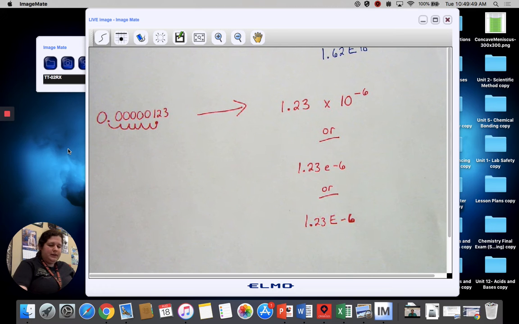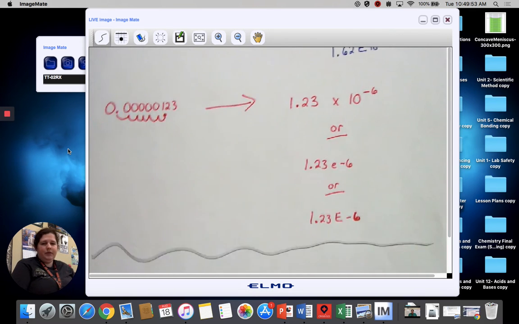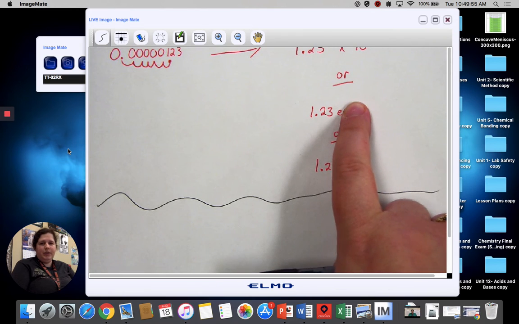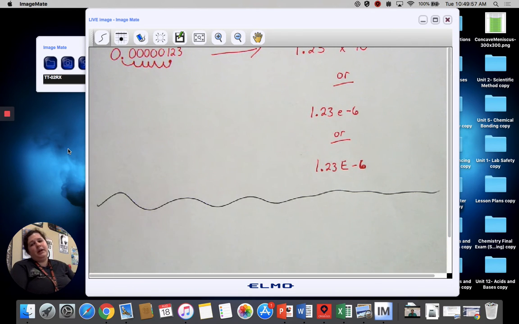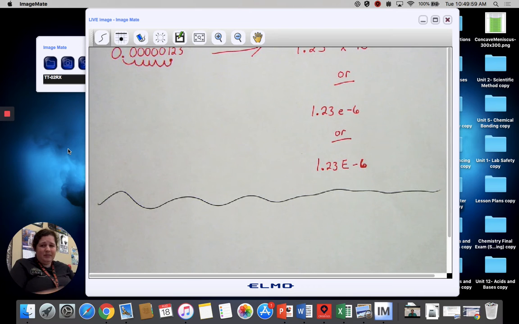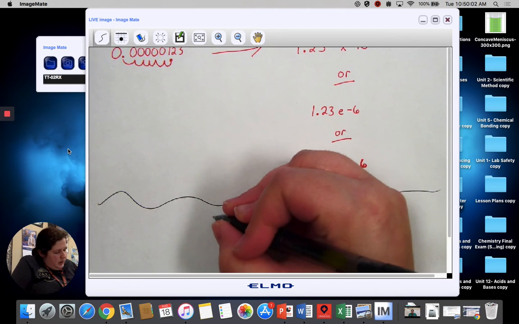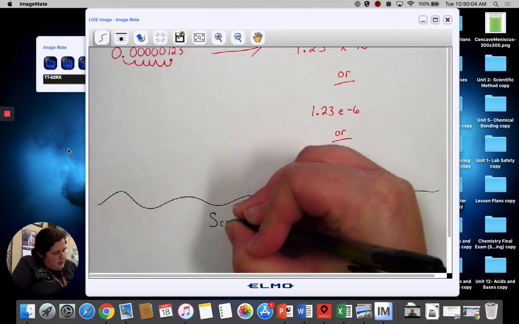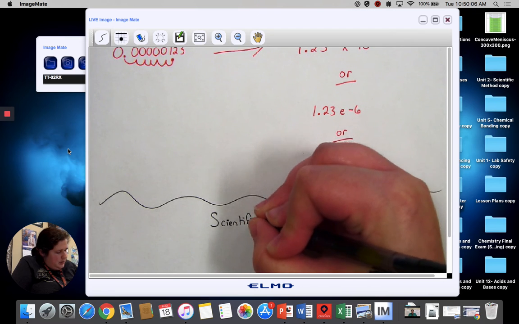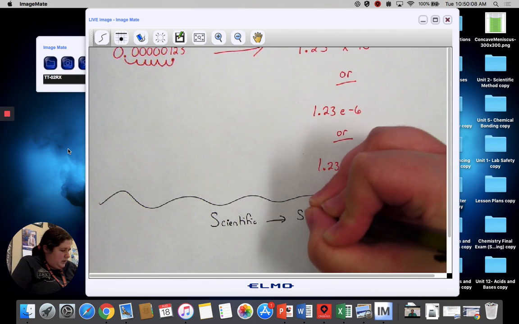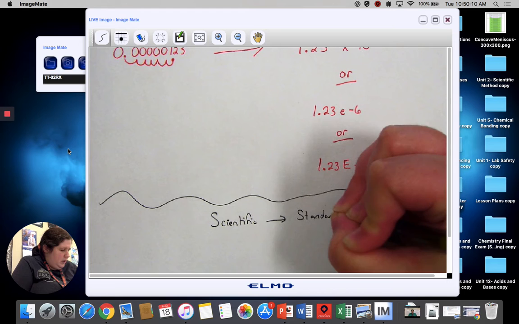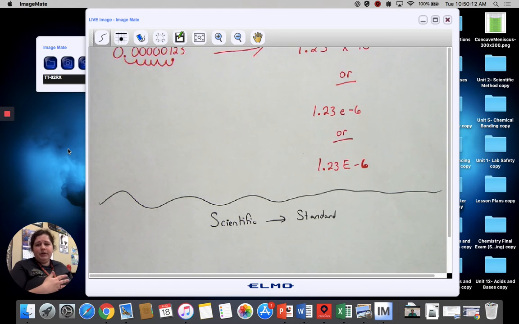All right, one last thing. Sometimes I want to take these numbers and change them from scientific notation back into a standard format because sometimes it's just easier to think about. All right, so this last little section is going to be scientific to standard. Standard being normal numbers, scientific being the numbers with the exponents.